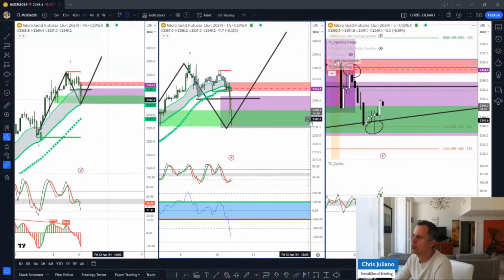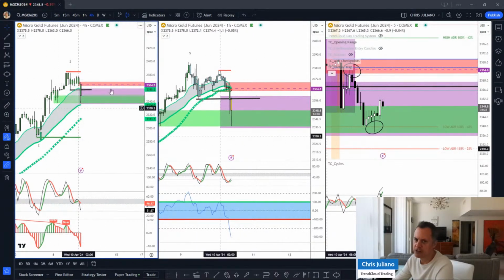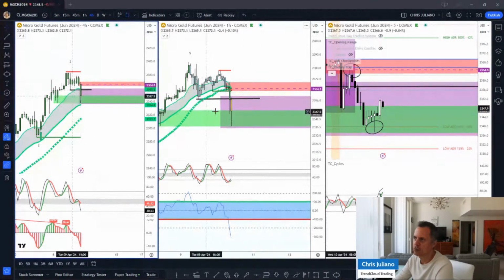Right, so not quite ready yet. Let's erase the lines. We understand what we're trying to do here. We're trying to rejoin the high time frame, right? A lot of that is still downward. Price action is down. We want to rejoin this move.